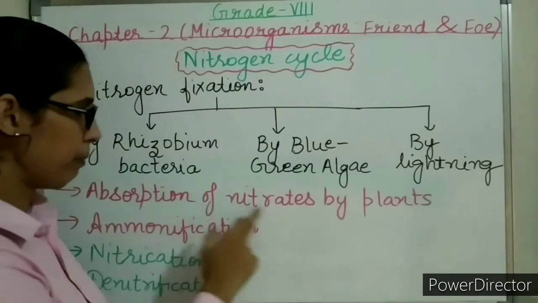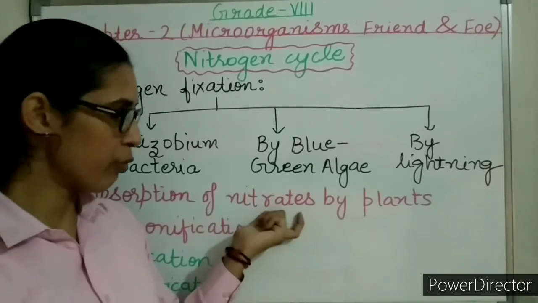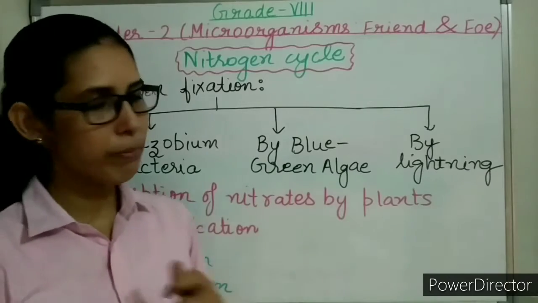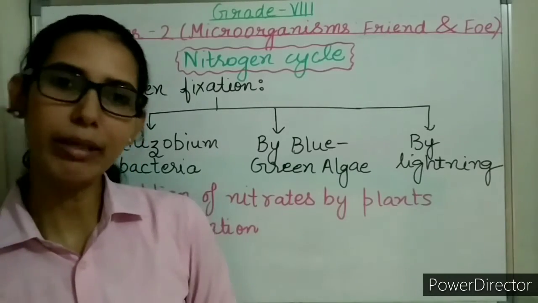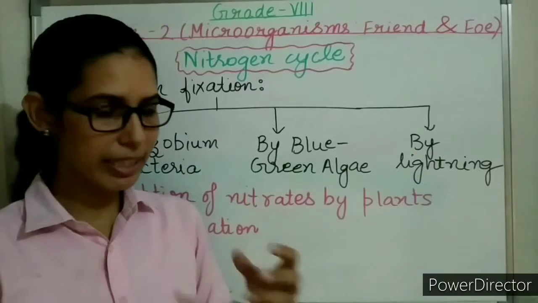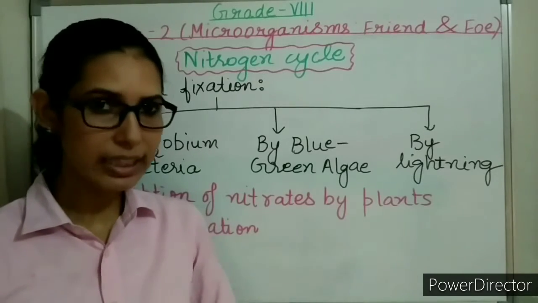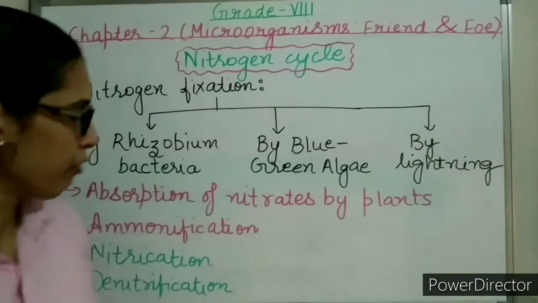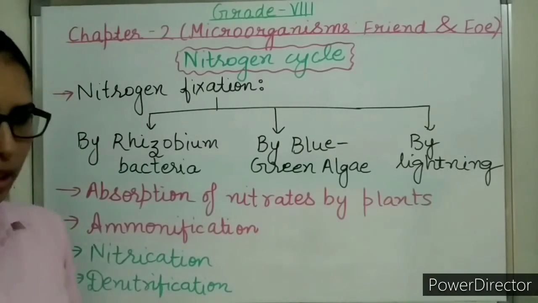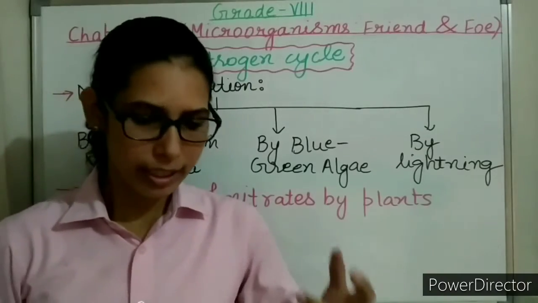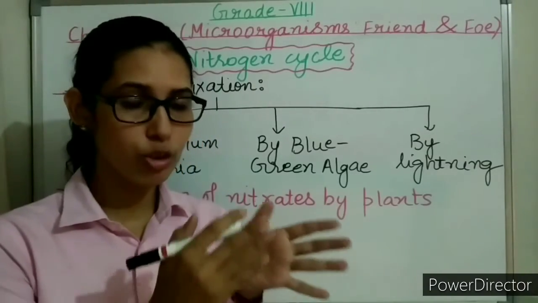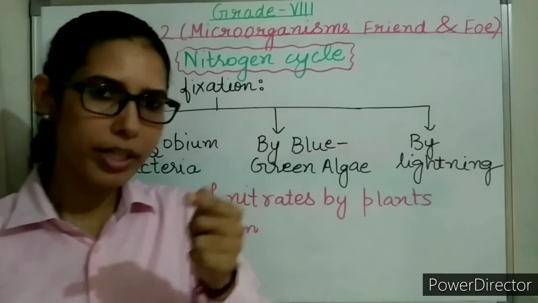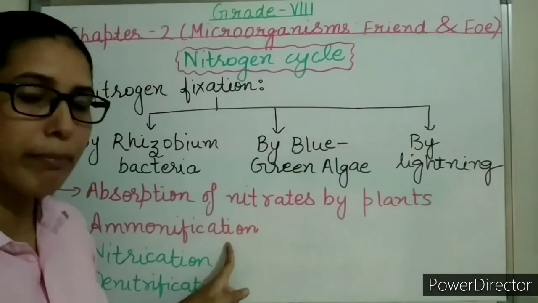After that, what happens? The plants absorb the nitrates from the soil through their roots. After absorbing the nitrates, the plants convert these nitrates into proteins. And when animals eat these plants or the plants' products, they get proteins and other nitrogenous compounds. After that, the next step is ammonification. When these plants or animals die, the proteins from the dead plant and animal matter are converted into ammonia by the ammonifying bacteria.